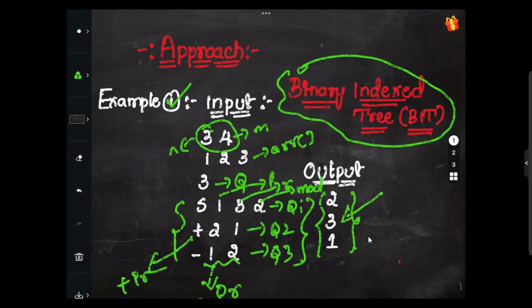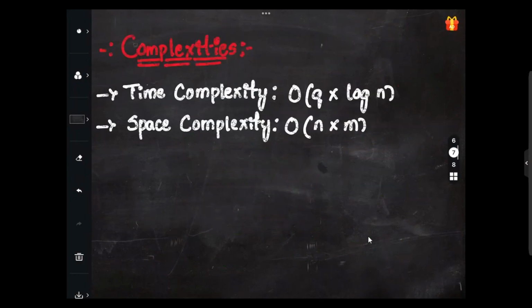This is equivalent to the output that they have mentioned in example 1 within the question. So our approach works absolutely correct in this case. As we are completely familiar with the approach, let's move on with the complexities part.